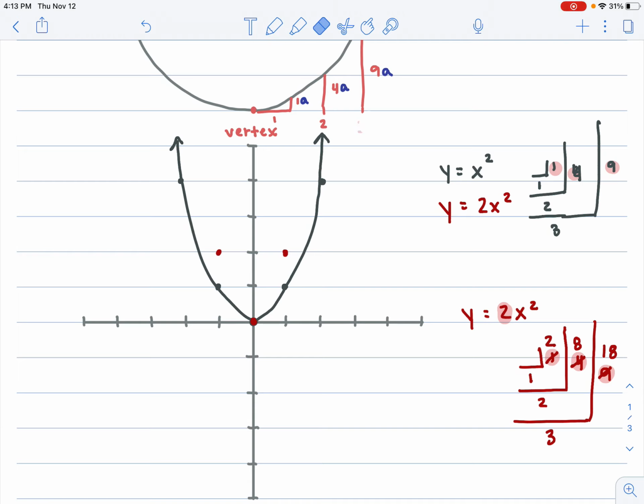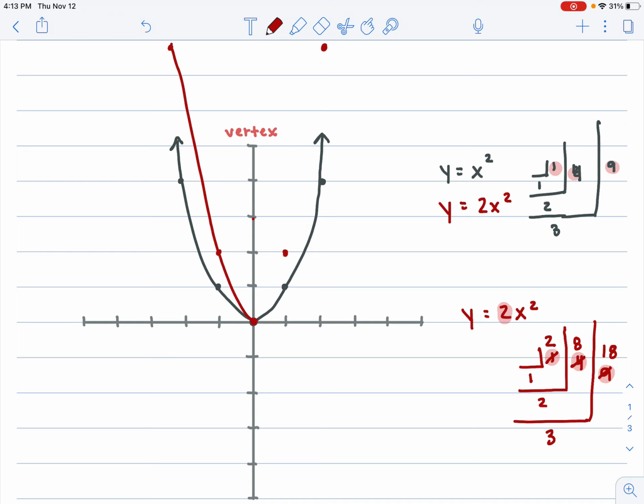Unfortunately, I didn't plan this out very well, so I'm going to erase this stuff real quick. I'm going to go over 2 and then go up 1, 2, 3, 4, 5, 6, 7, 8. So now here is my 2x squared parabola. So it's a little bit more narrow. So you see with that stretch of 2, it makes it more narrow, a little bit more condensed.